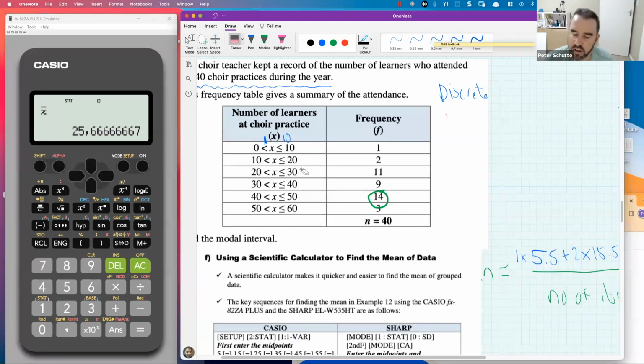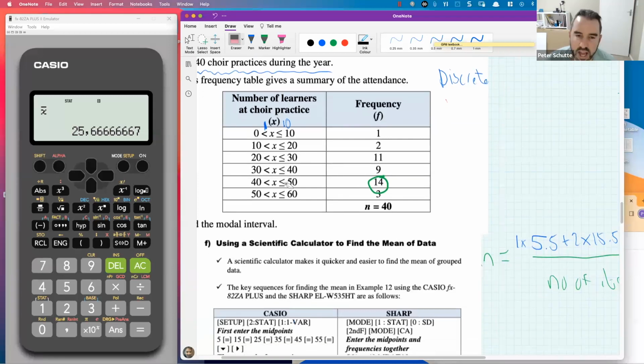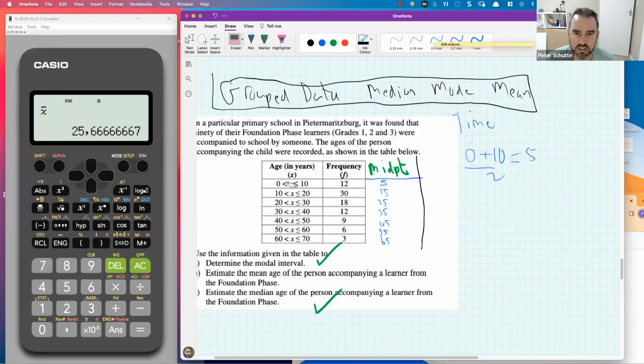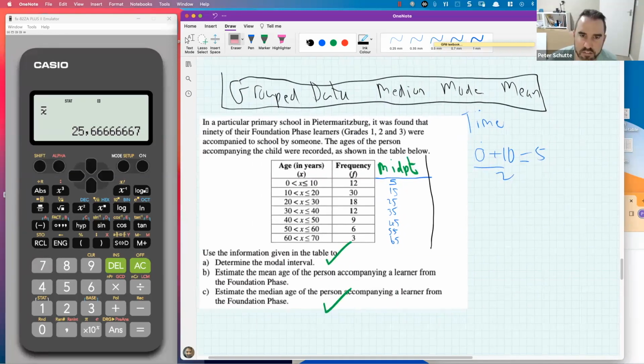And then what if it's continuous? For continuous, like this one over here, which is time, even though it does say greater than X, you could have 0.0001. I mean, it would be unusual because it's foundation phase, but essentially it is possible to have a very, very small number close to 0. And that's why we can use 0 as the smallest number and 10 as the biggest. Oh, okay.